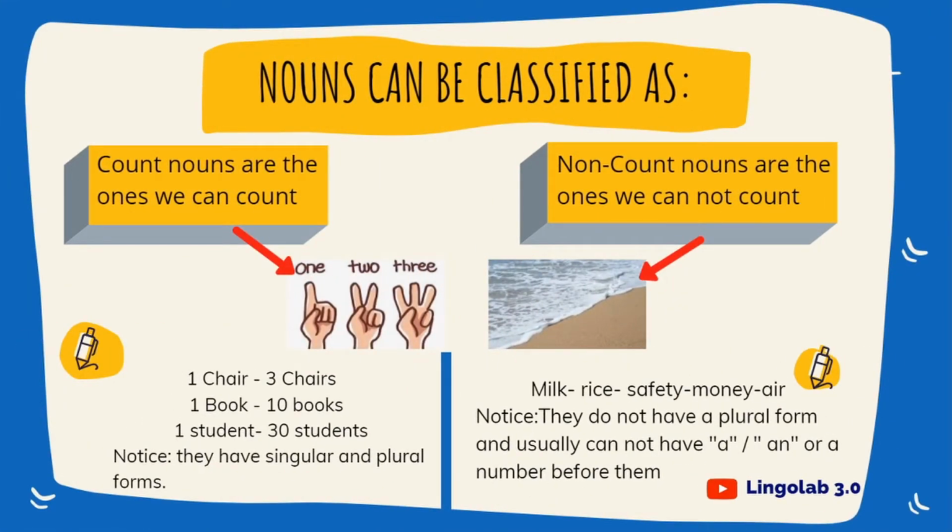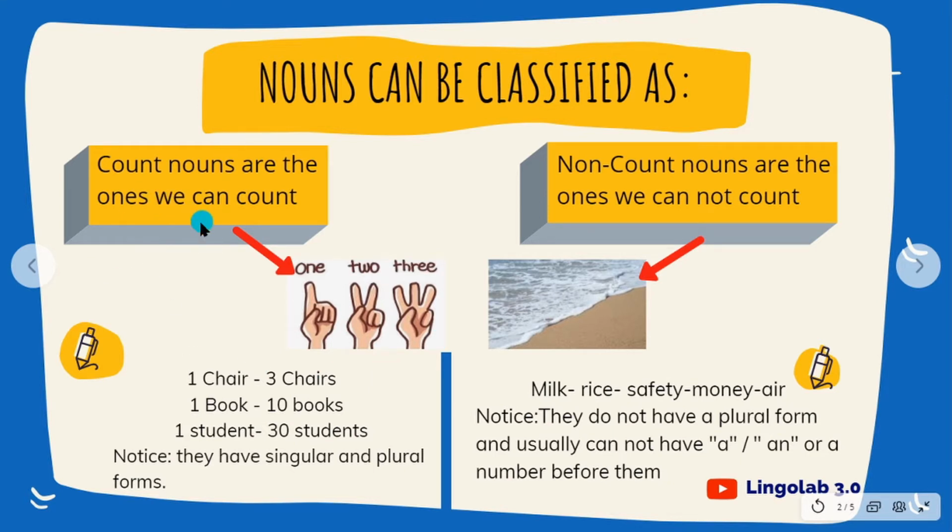If we start by defining nouns in English, a wide definition would be that a noun is a word that is used to identify people, places, or things. Nouns can be classified as count nouns or non-count nouns. So let's start with this side here.